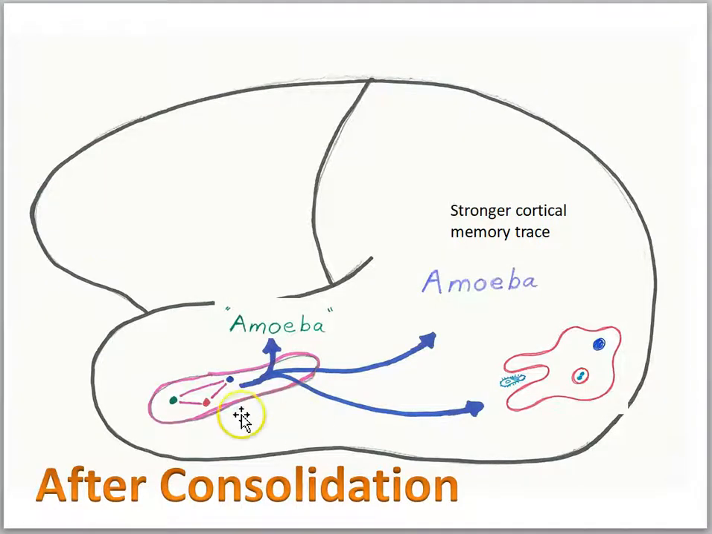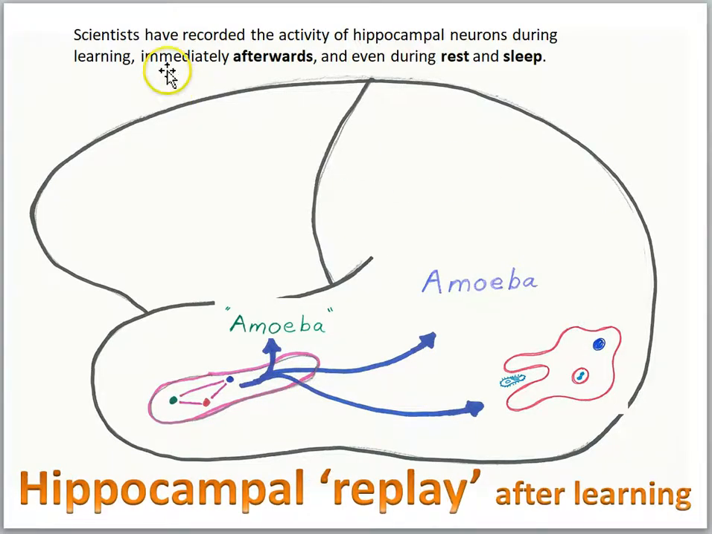And the question is then, how is the brain doing this? How is the hippocampus helping the cortex make stronger cortical memories? Scientists have recorded the activity of hippocampal neurons during learning, immediately afterwards, and even during rest and sleep. So now imagine we're in the lab and an animal has a learning experience. What scientists were able to do is to record from individual hippocampal cells during the learning episode and then after the learning episode, and even when the animal was asleep.